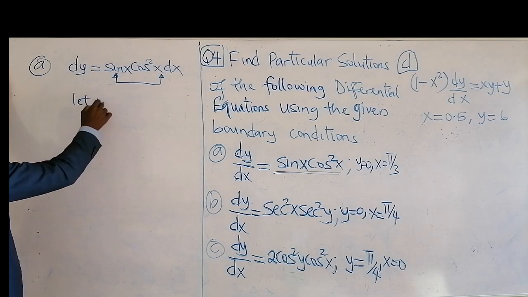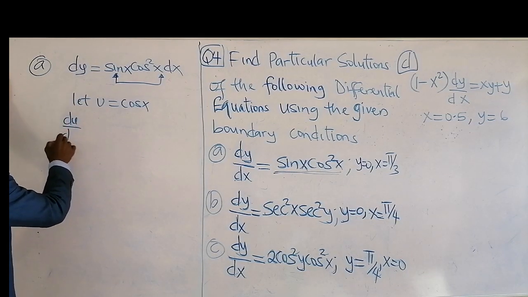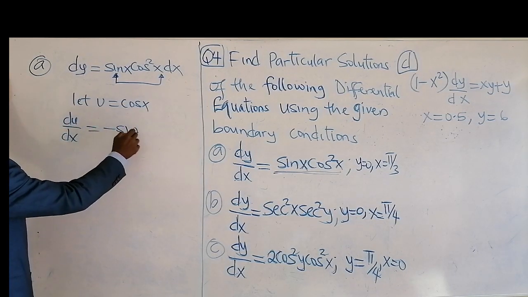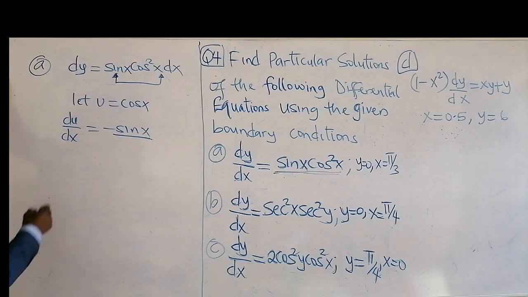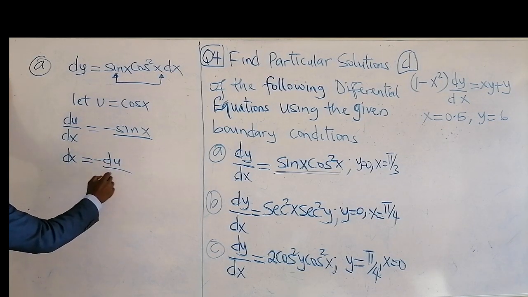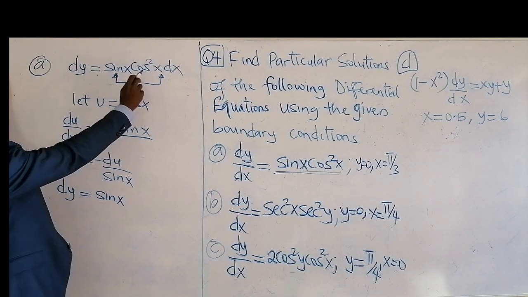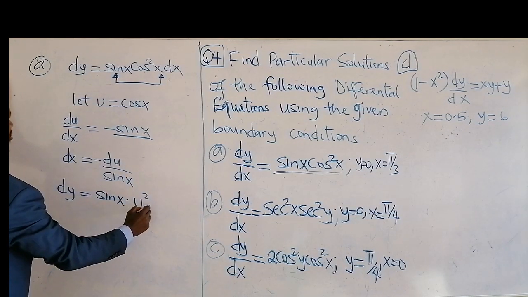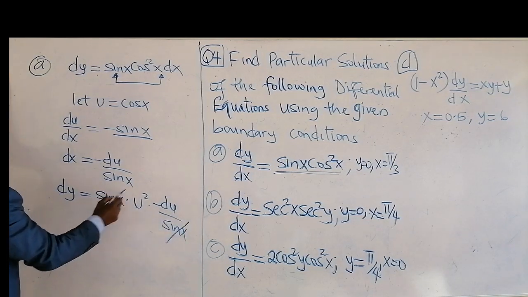Let u be equal to cos x. So du/dx will be equal to minus sin x. Can we make dx the subject? That will be minus du over sin x. So go back to this place, dy equal to sin x cos square x, with cos x as u. That will be u squared times minus du over sin x. So sin x will cancel.